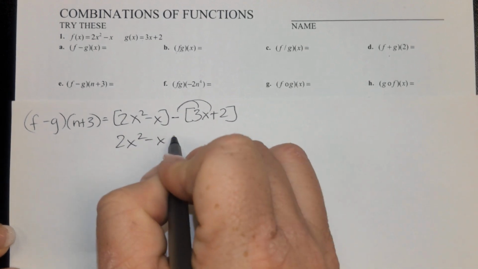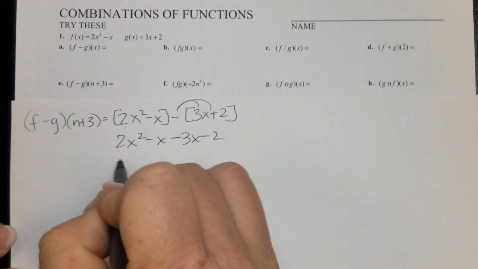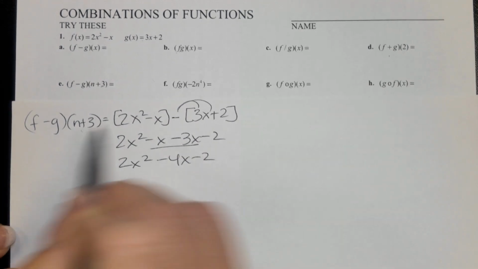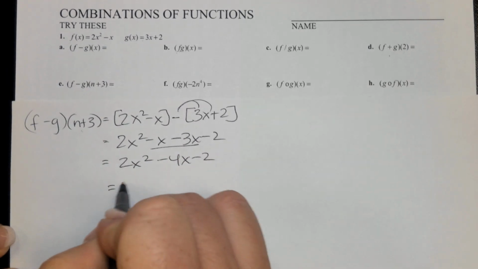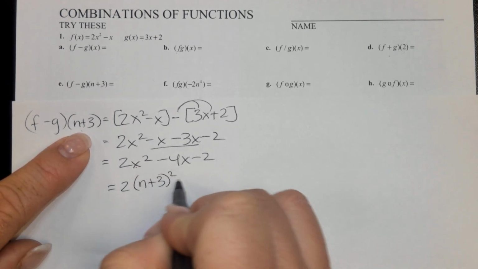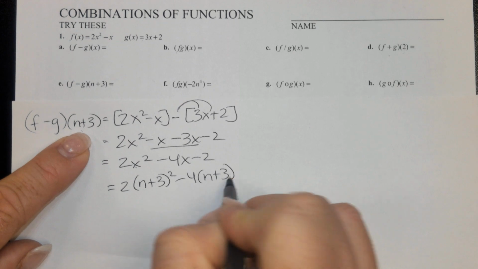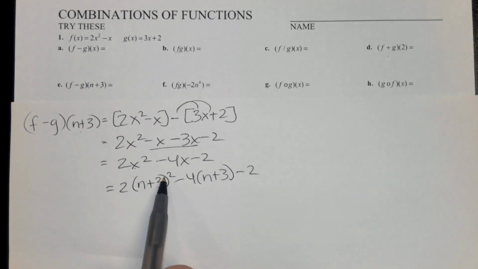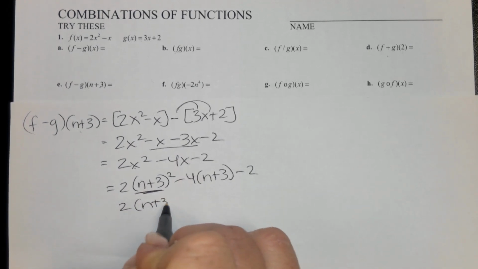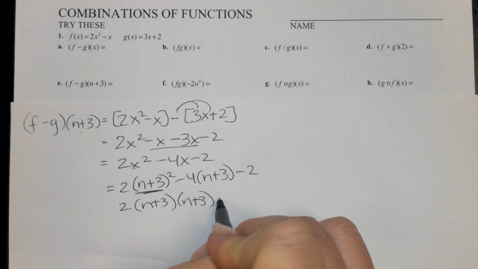2x squared minus x minus 3x minus 2. 2x squared minus 4x minus 2. Okay, now wherever there is an x, I'm going to substitute in n plus 3. Now, here's a really common mistake students make. They think this becomes n squared plus 9. This says write this quantity twice. N plus 3 times n plus 3.